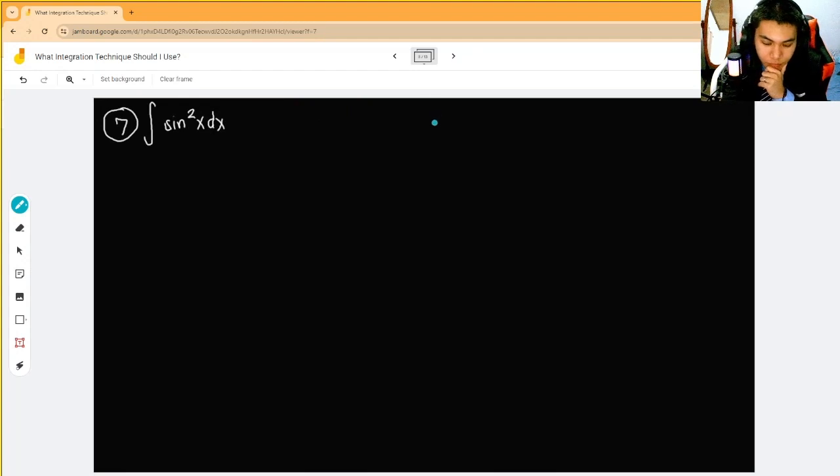Moving on. Okay. So actually, for this one we have the integral of sine squared x dx, and we can apply an identity here to help us out. And I think it's the half angle identity.